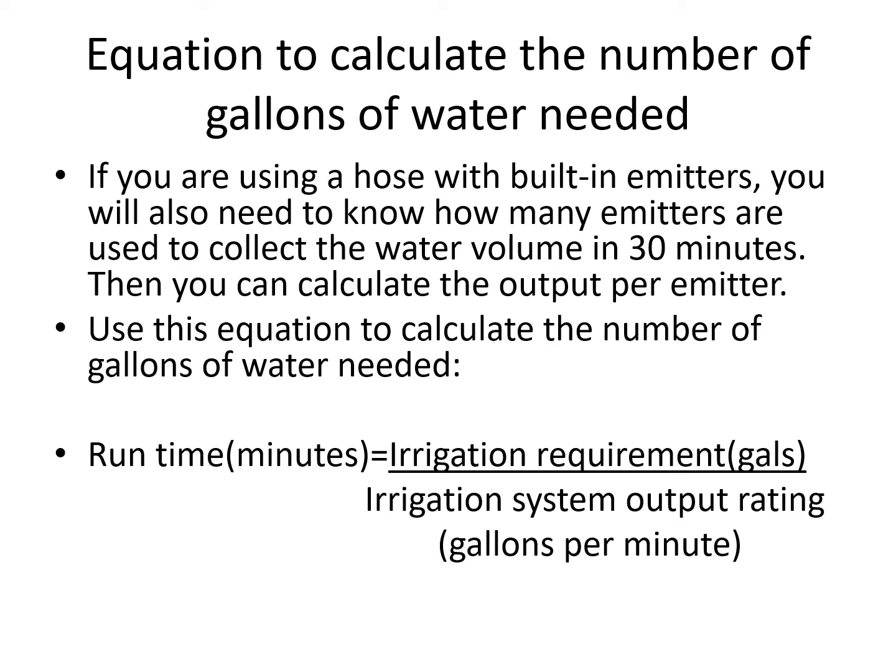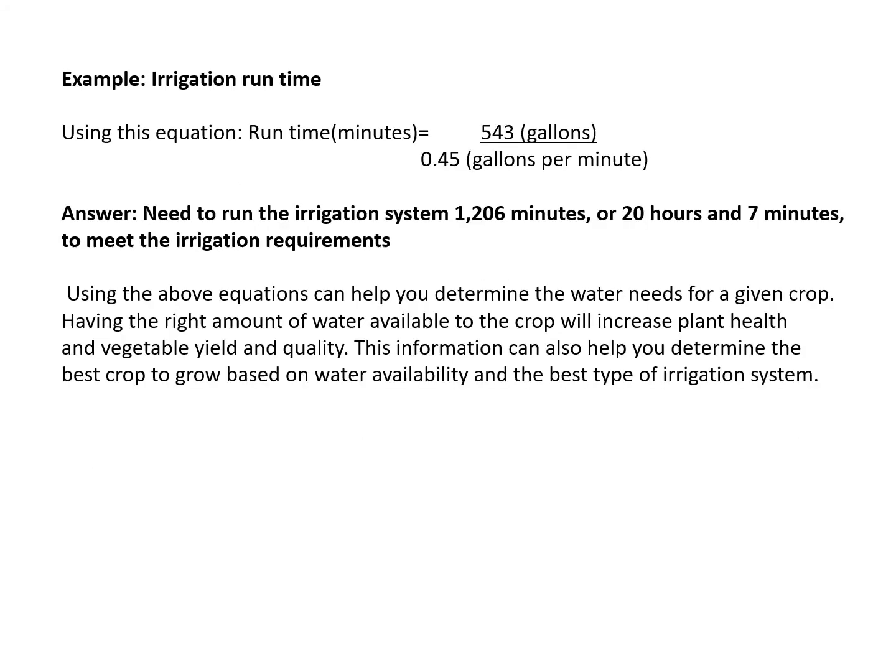So you have your run time in minutes. That's how long your irrigation system, sprinkler system, is going to run. It equals your irrigation requirements in gallons divided by your irrigation system output rating in gallons per minute. Okay, irrigation run time. Here's the equation we're going to use. Run time in minutes equals 543 gallons divided by 0.45 gallons per minute.